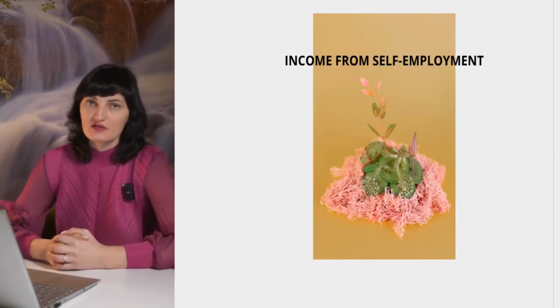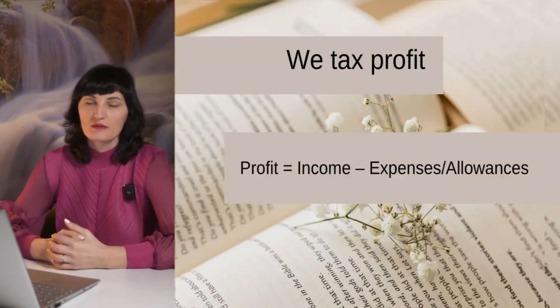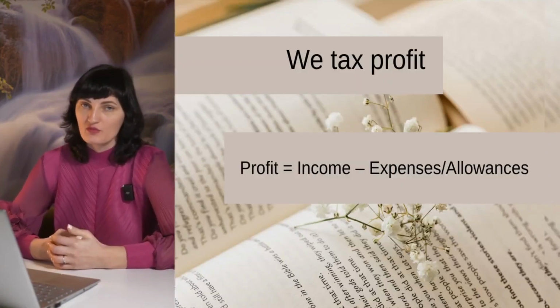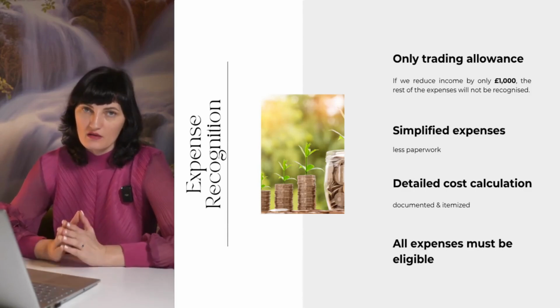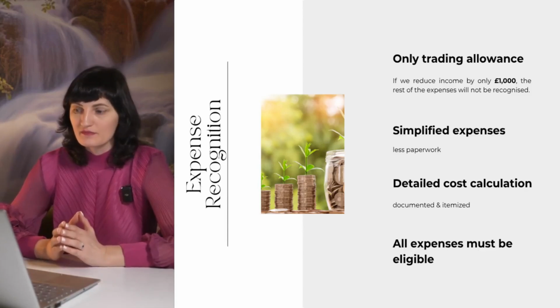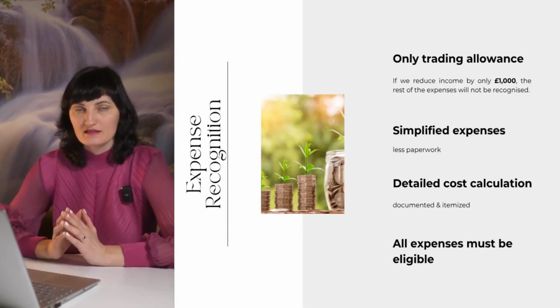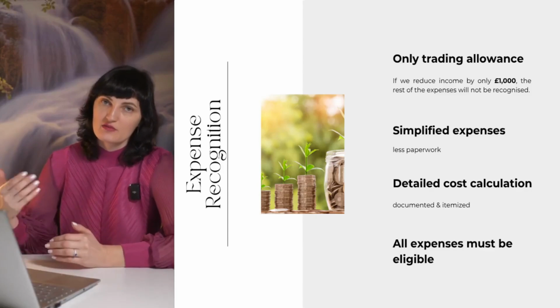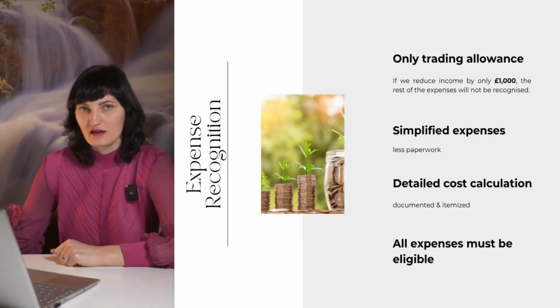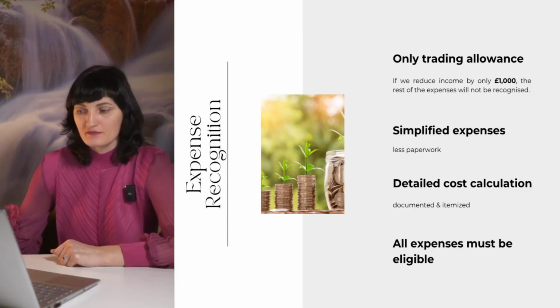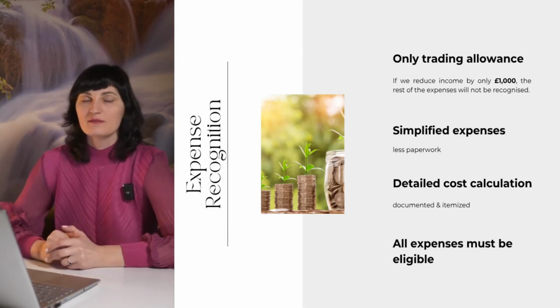Self-employment profit is calculated, as I mentioned before, as income minus expenses or income minus markups. If we use a trade markup, then we are not allowed to recognize expenses. If you use expenses, that is, you keep track of your expenses and reduce your income by those expenses, then you are not allowed to use the £1,000 trading allowance. This is very important. You need to be aware of this.